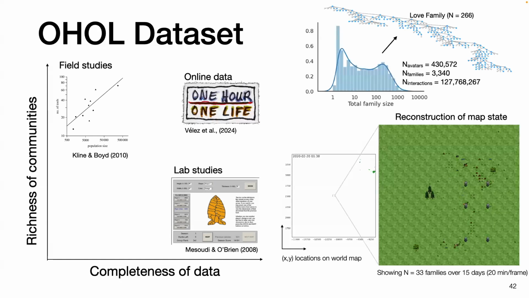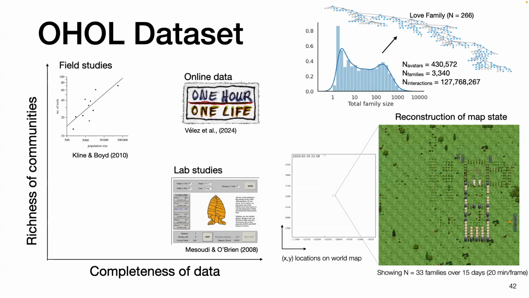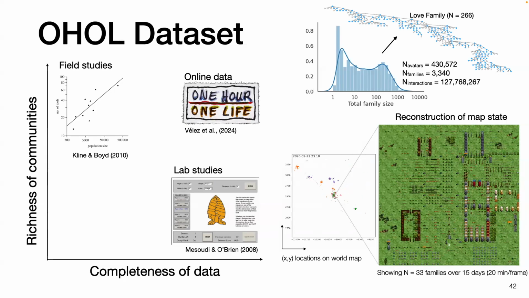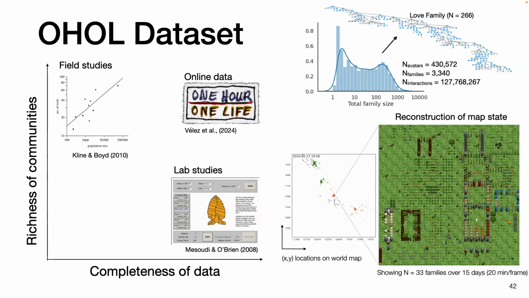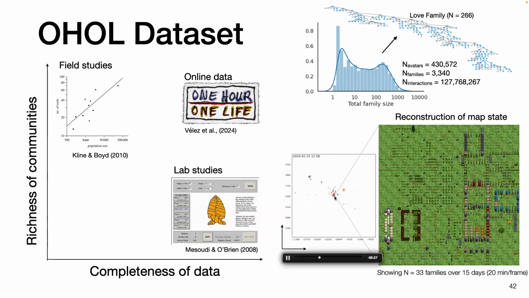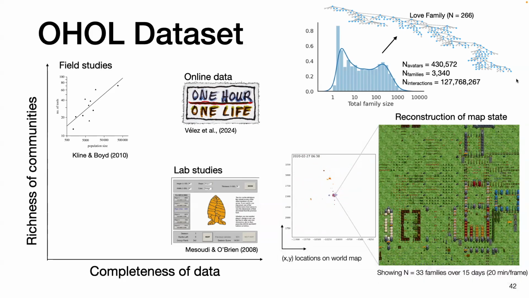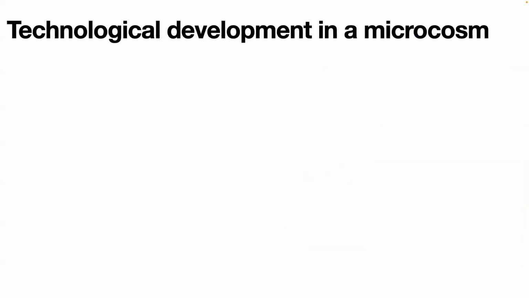And that's where this online data set has an advantage, in that we have data from 430,000 avatars over 127 million interactions. Here is a tiny, tiny fraction of the total map, played out over a small fraction of the data that we have, showing you just a very small sliver of the full complexity of the data that we have access to. And these are rich communities, defined by family relationships as well. And this data set allows us to try to understand technological development in the microcosm.